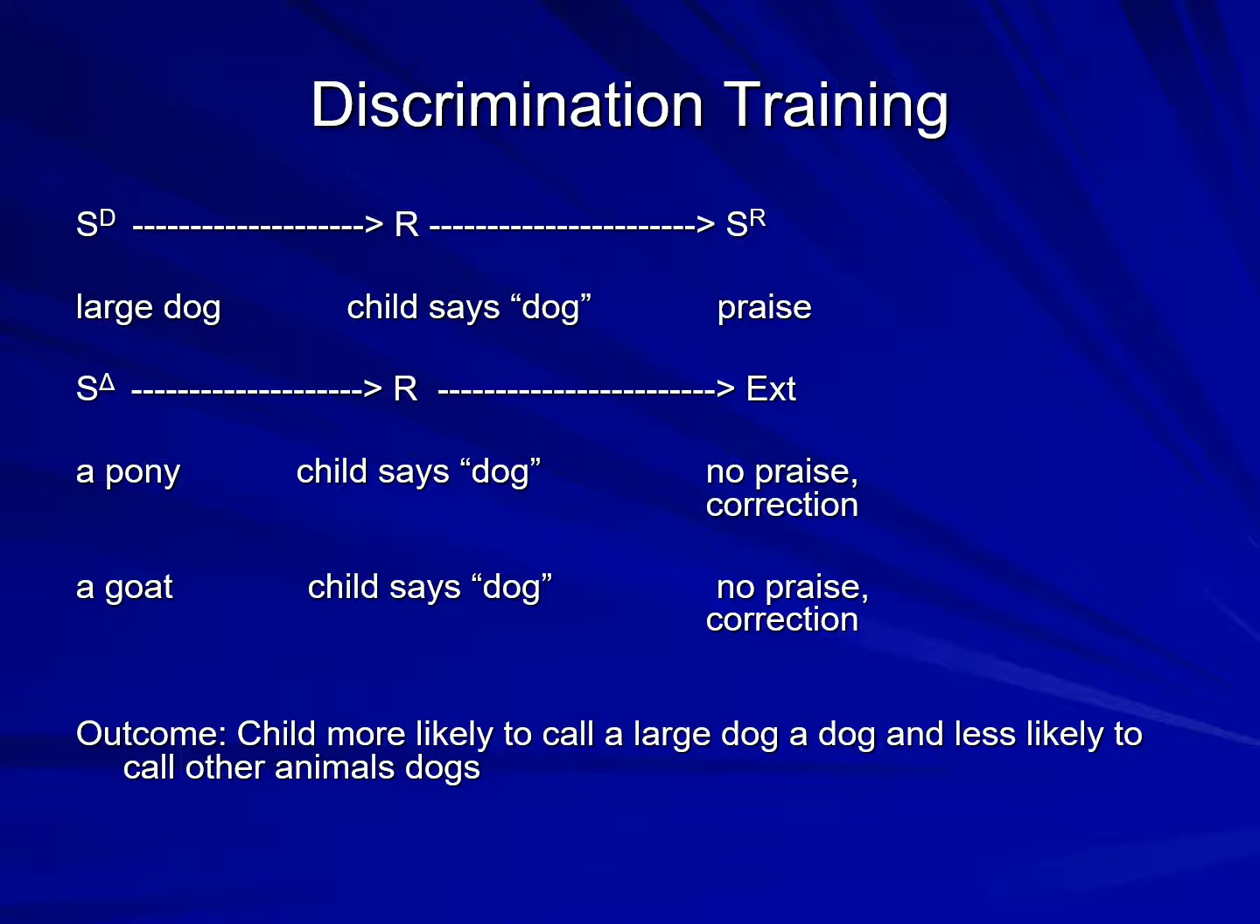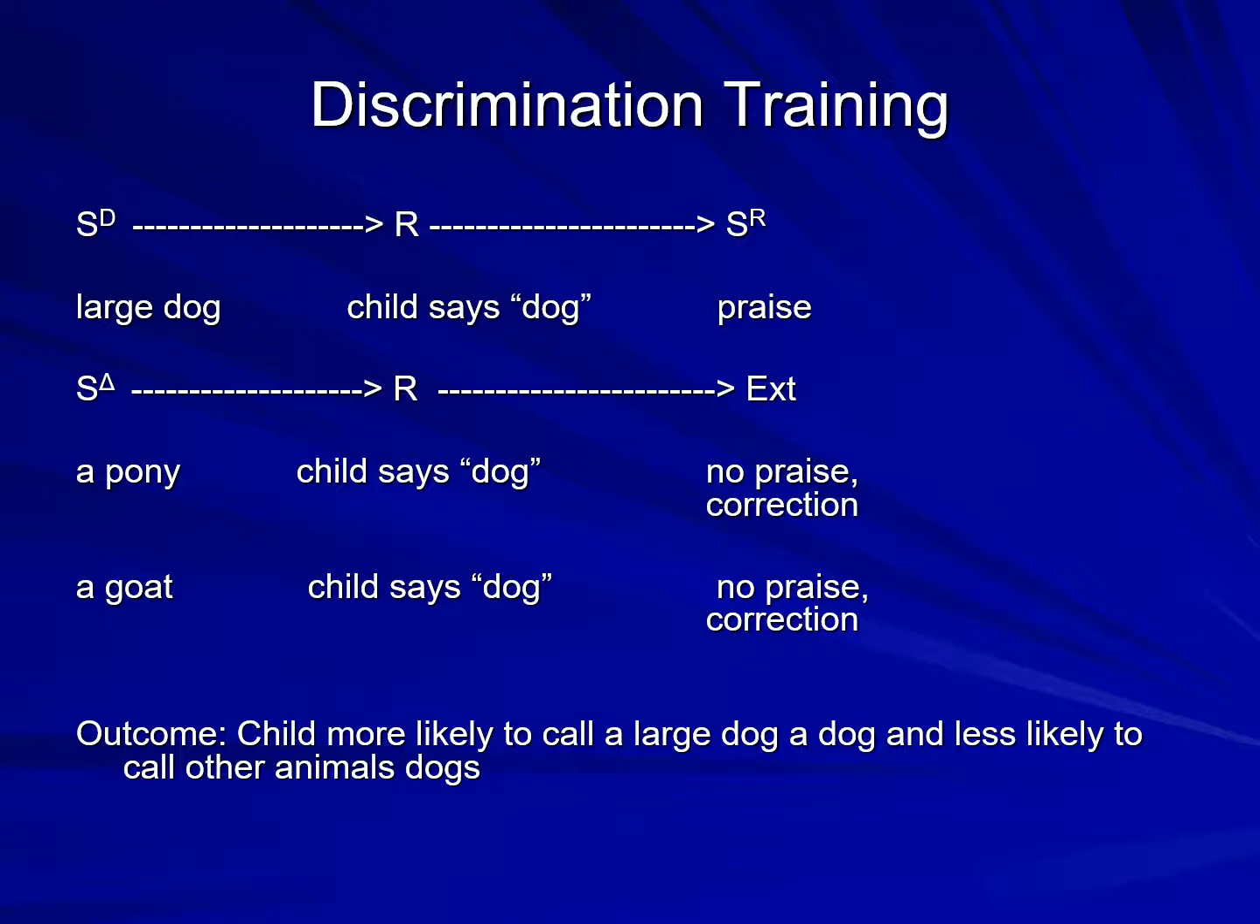Discrimination training is when we set up a scenario so that we're actually teaching someone to discriminate between different concepts. So in this case, it would be a big dog, and then the kid says dog. And that's right, Johnny, that's a doggy. Good job. And then there's a pony, and the kid says dog, and then you don't praise them, but you do a correction. No, that's not a dog. No, that's a doggy.